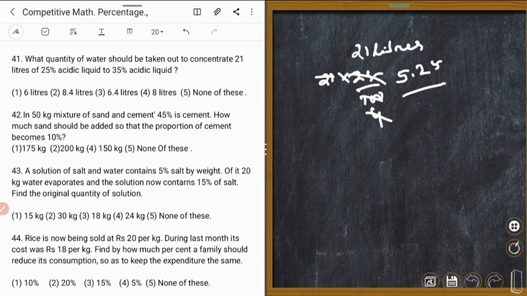But as per the question, it should be 35% of some volume. Let the volume be x. So it should be 35%. That means 35 upon 100 into x is equal to 5.25.